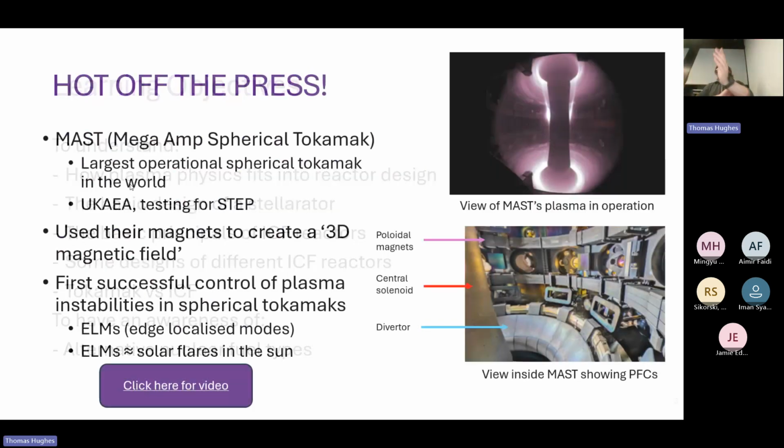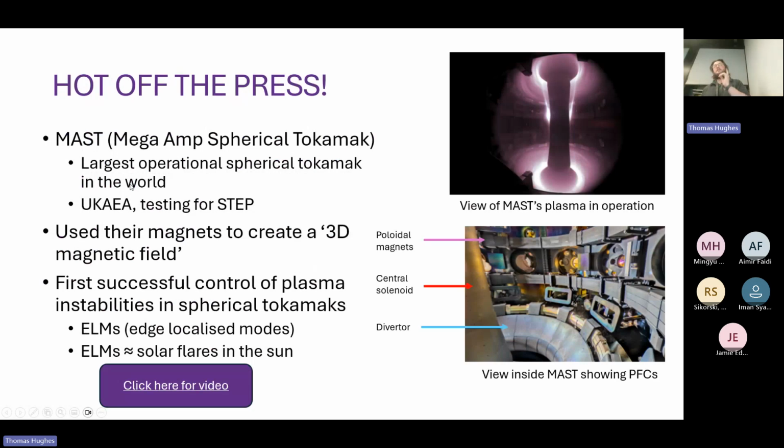So actually, this happened just before last week's lecture. I almost put it in, but I didn't. But you might have been told about this yesterday if you were on the trip. But MAST, which is the mega amp spherical tokamak, did something really good the other week. They managed to use their magnets to create what they call a 3D magnetic field. Don't worry about what that means.